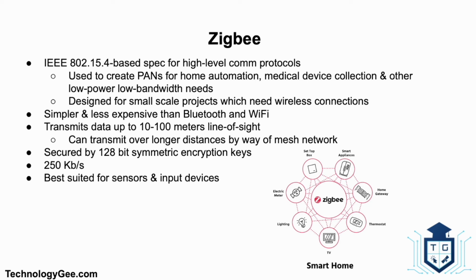Zigbee is typically used in low data rate applications that require long battery life and secure networking, and Zigbee networks are secured by 128-bit symmetric encryption keys, and Zigbee has a defined rate of 250 kilobits per second, making it best suited for intermittent data transmissions from a sensor or an input device.